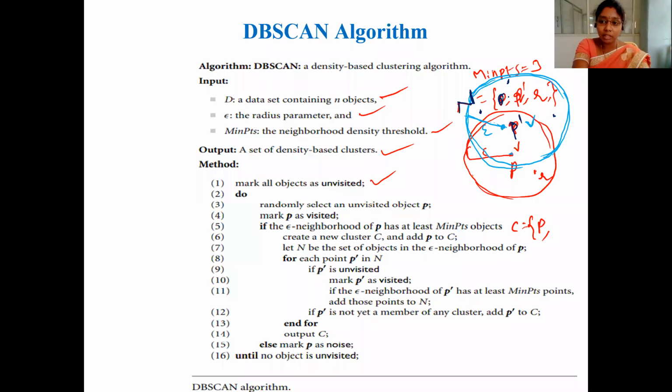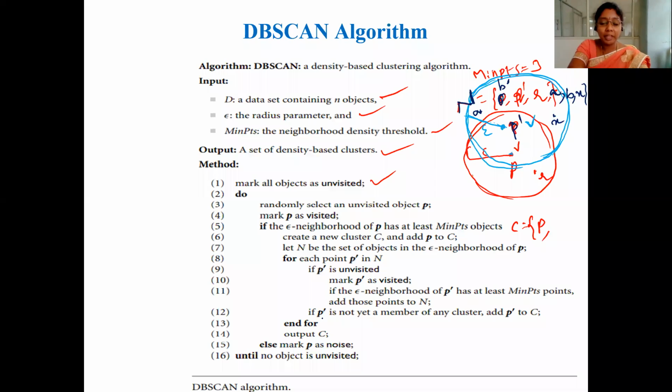You already have some points here, P dash and R. So along with these points, you can also add the remaining neighbors of the P dash. Let's say here some X is there, this point is A, and this point is B. So now you can add all these points to this set N. That means you can add A here, B here, X here, like this. So now we are updating the set N.